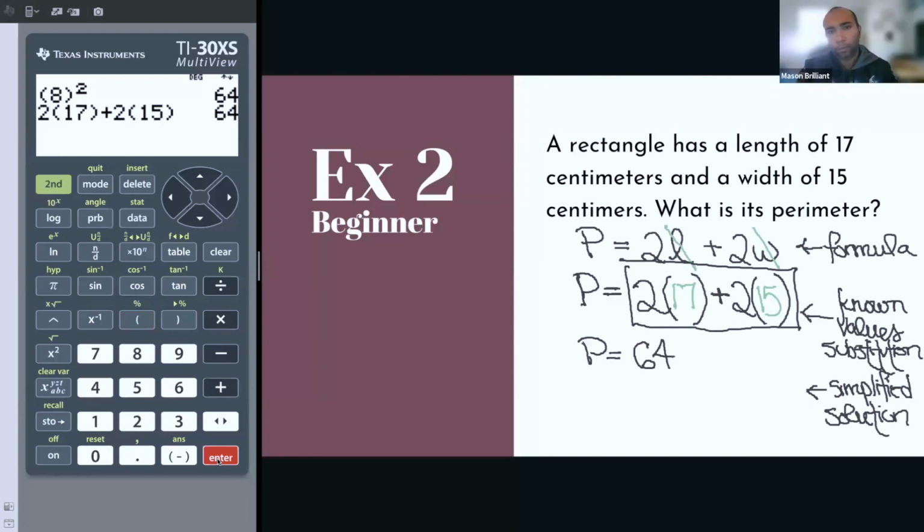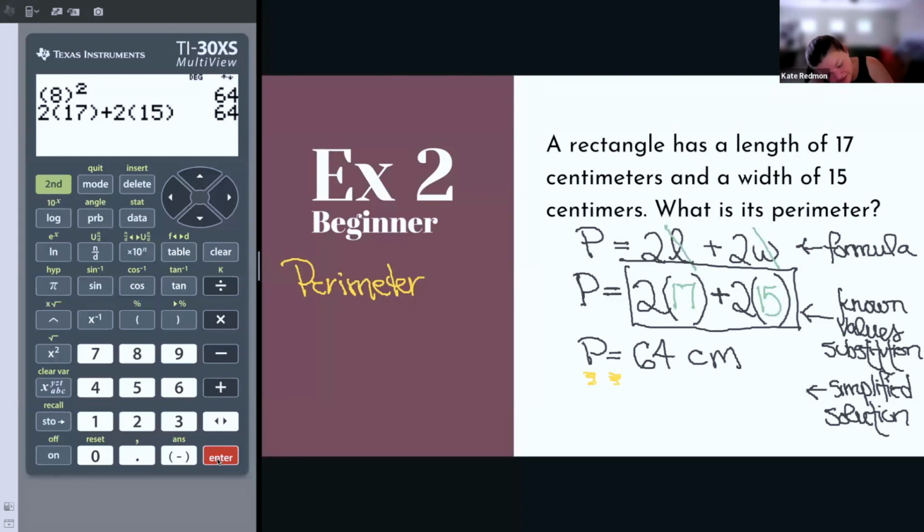Now I need a unit. This time we're not area. This time we're perimeter. We're just going a line around. So we said we'd use plain old units. So it's plain old centimeters. So one way to read this is P is equal to 64 centimeters. But another way to read this is to talk about what that variable means. The perimeter is 64, and I'm abbreviating for centimeters.